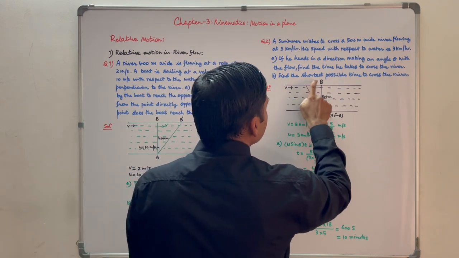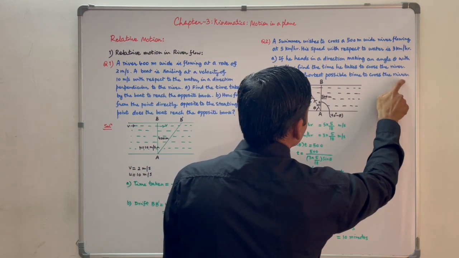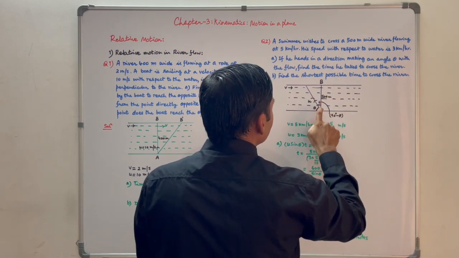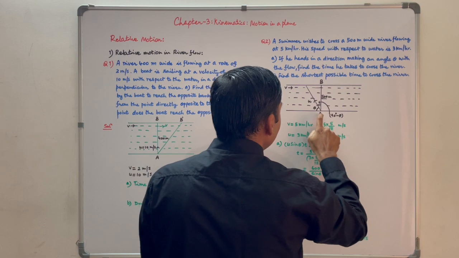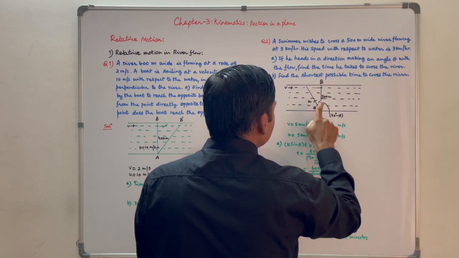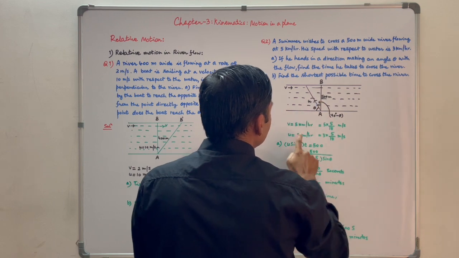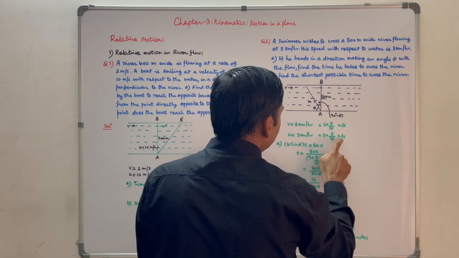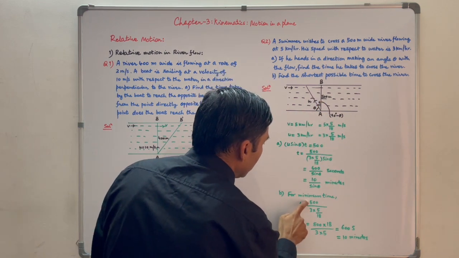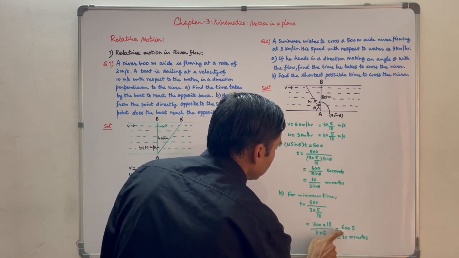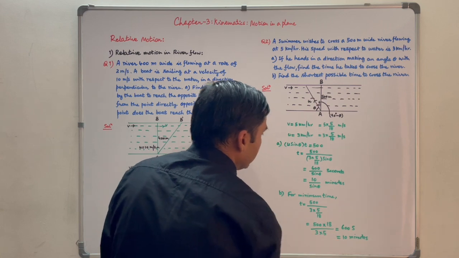Part B, find the shortest possible time to cross the river. To cross the river taking shortest possible time, swimmer has to head in AB direction. So in that case, time taken will be 500 upon U. U is 3 into 5 by 18 meter per second. So it will be 500 upon 3 into 5 by 18. That comes out to be 600 seconds or 10 minutes.